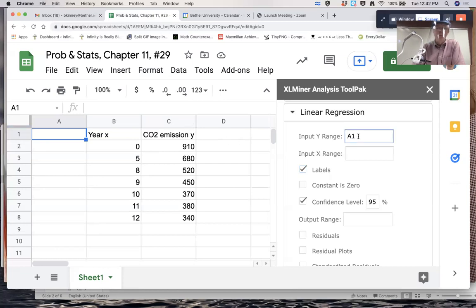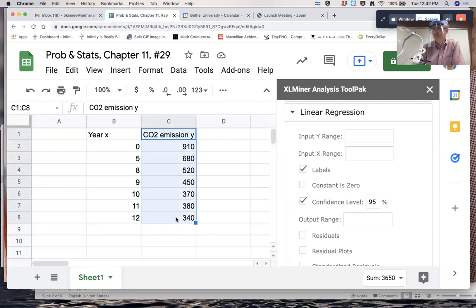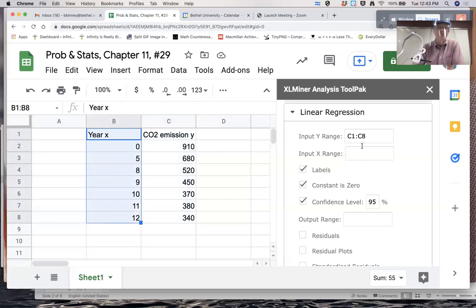Anyway, Y range, highlight the Y values first, including the label. Then click this Y range box, and you'll see the cell range for the Y values, including the label, C1:C8. Of course, you could just type that as well. Next, I'm going to click the X range, B1 through B8, and click the box, and B1:B8 will show up. Again, you could just type it as well.